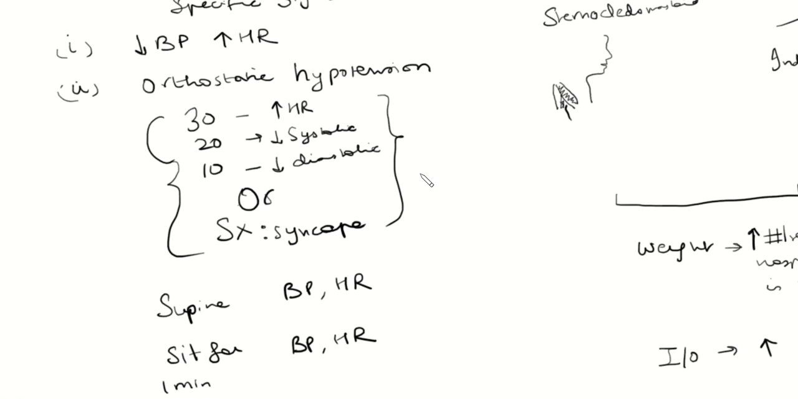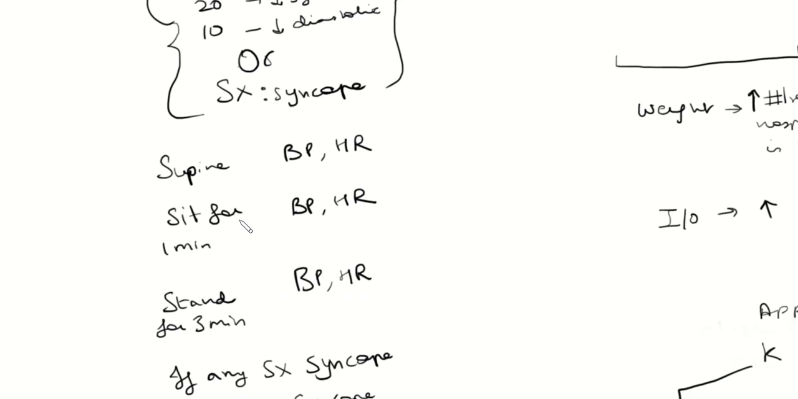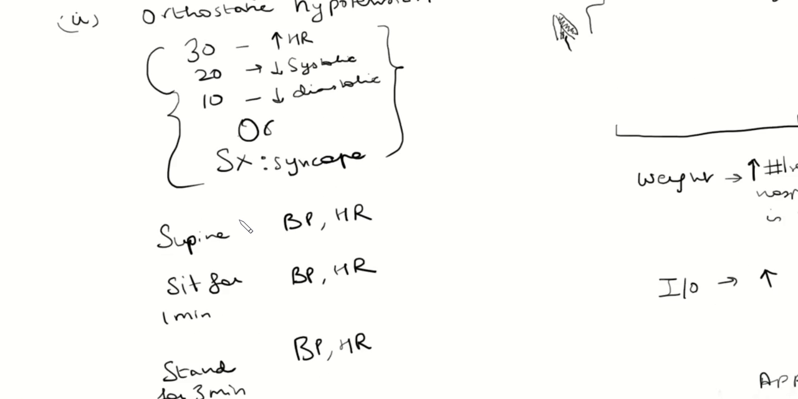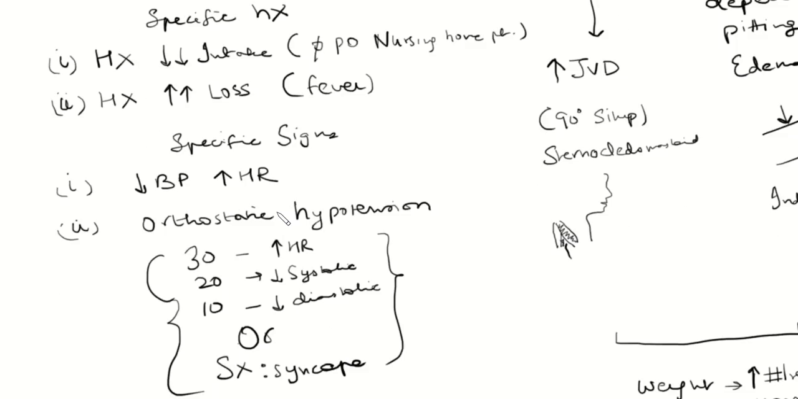So if they have these vital signs, any of these, or they have symptoms of syncope, this is a positive orthostatic hypotension test. And if it does, guess what? They are ECF deficit. Okay.